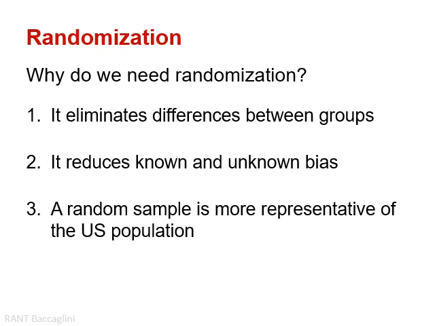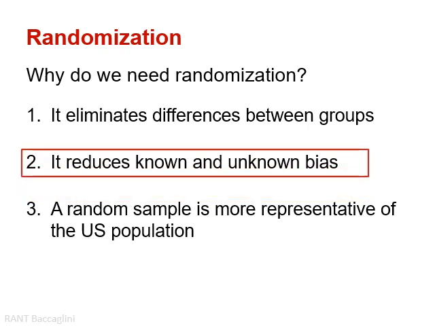So the answer is that it reduces known and unknown bias. Randomization does not eliminate differences between groups because it uses a process of chance to try and reduce differences, but there is no guarantee that the differences will be eliminated. So eliminated is a little bit of a strong word to use in this case because it's a process of chance. On average, the two groups will be similar on known and unknown characteristics.